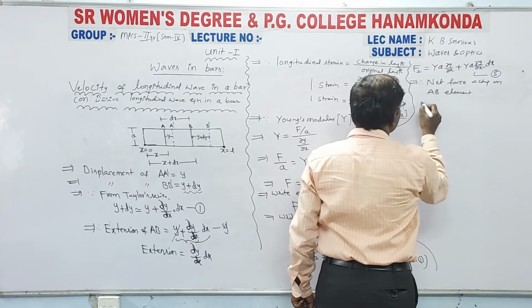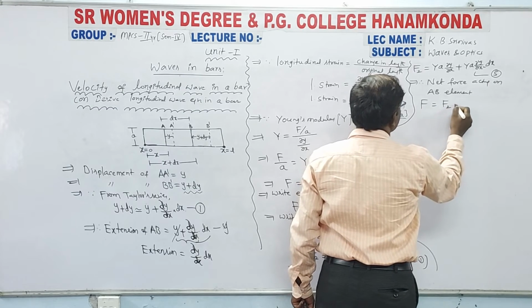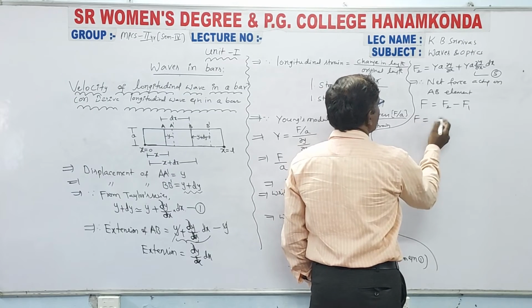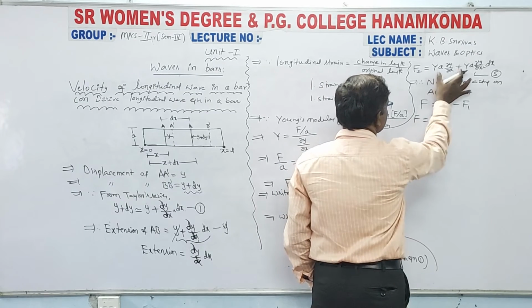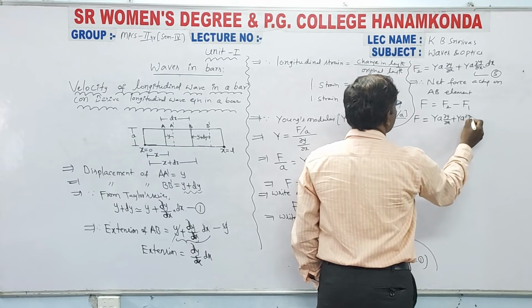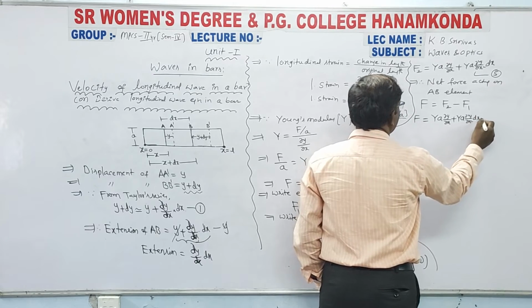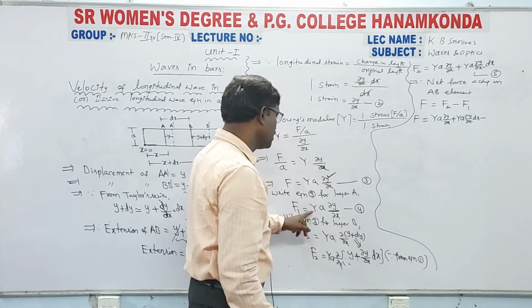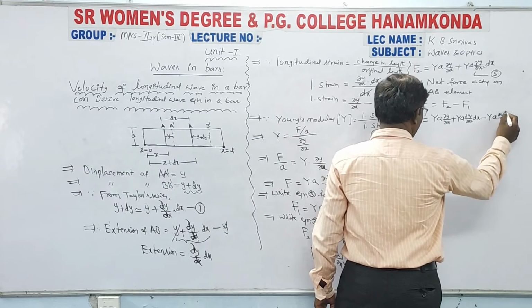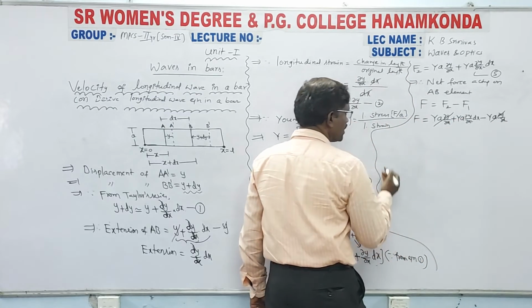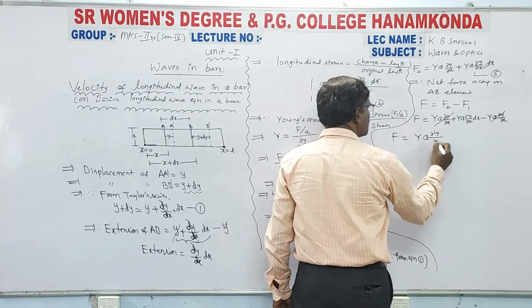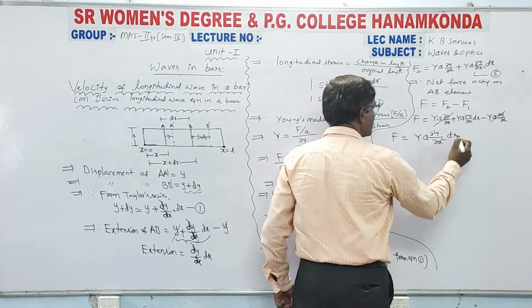How do we calculate net force? That is final force, second force minus first force. What is second force here? Already I have calculated the F2 value, just substitute this value. That is YA ∂y/∂x plus YA ∂²y/∂x² into dx. Coming to F1, what is the F1 value? YA ∂y/∂x. This YA ∂y/∂x gets cancelled. Therefore, the net force acting on the element is YA ∂²y/∂x² into dx.